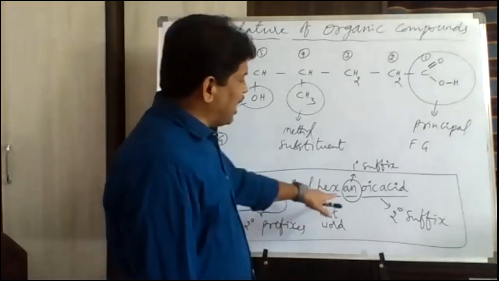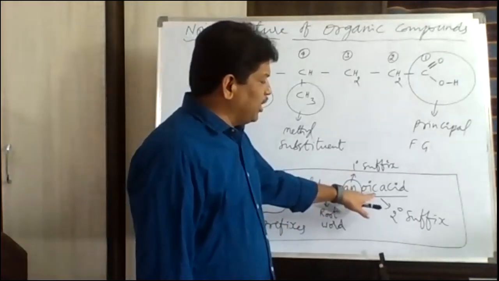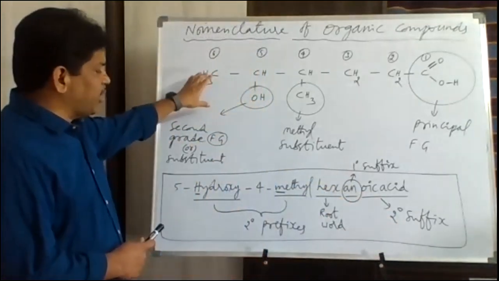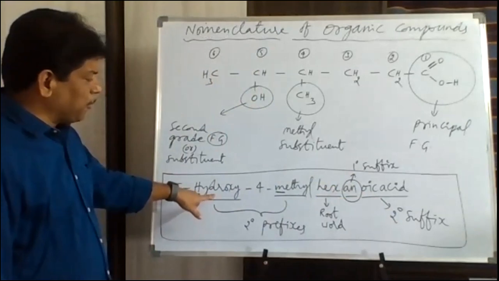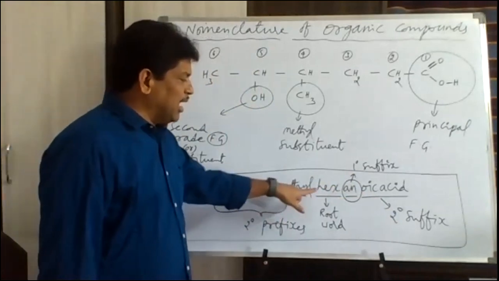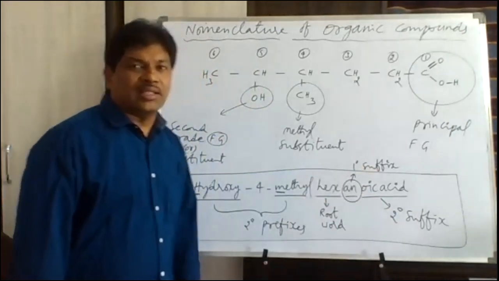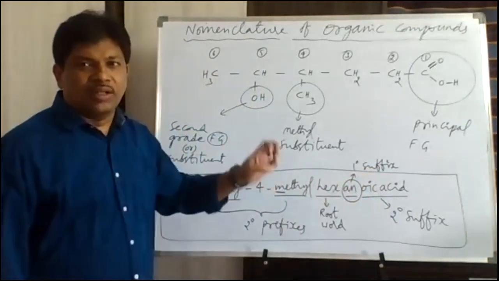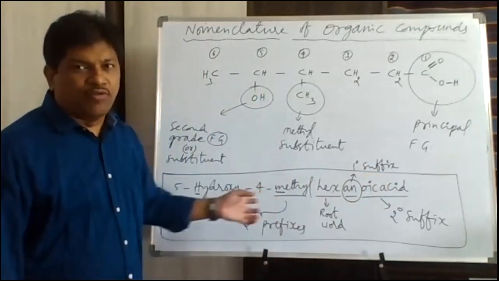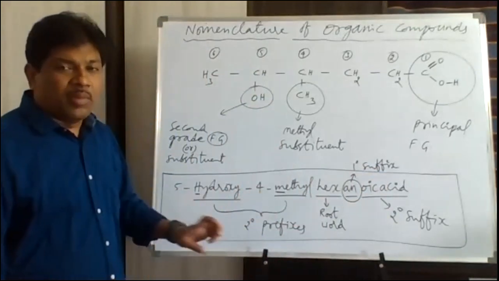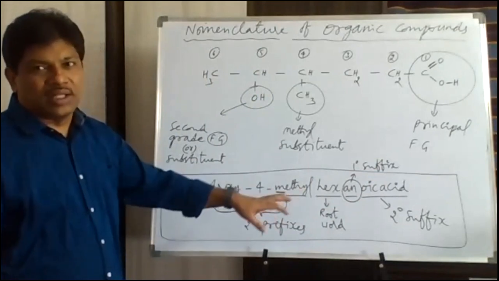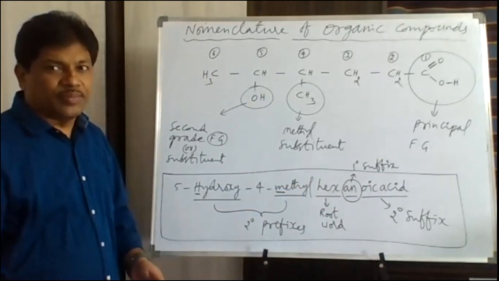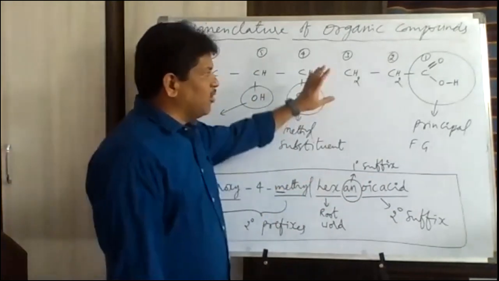Next, here AN is the primary suffix, and oic acid is the secondary suffix. So the total name of this given structure is 5-hydroxy-4-methylhexanoic acid. This total IUPAC name is a single word. It's not a group of words. It is a single word, but it contains different parts that we have to understand, to make the IUPAC name easy to understand. This is the IUPAC name of the given structure.